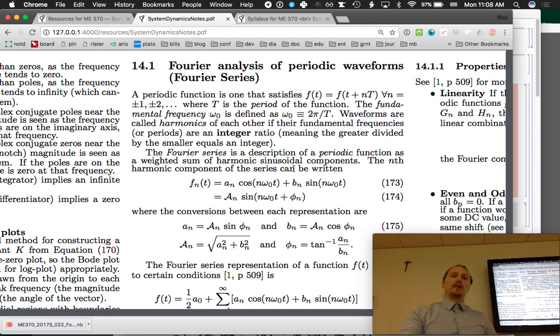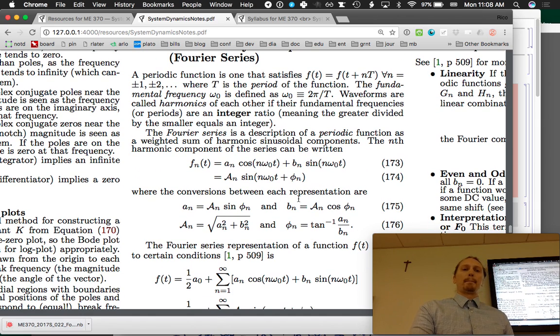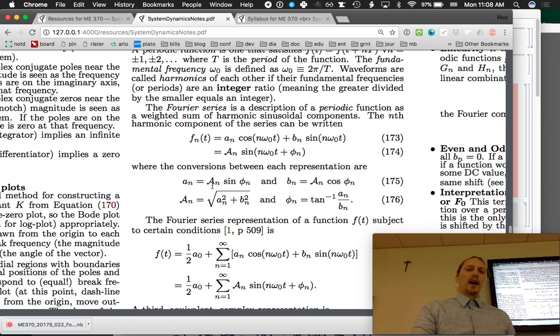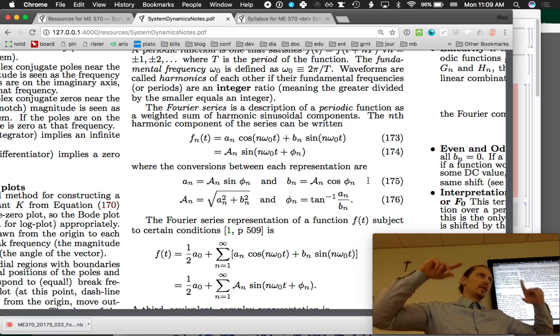And like we've talked about before, you can rewrite a sine and a cosine that are added together as a single sinusoid. So I'll use script A sub n to be the amplitude of that sinusoid, and then we have a phase shift. So you can write it like that, which is our preferred form, where the conversions between the representations are as follows. So I just give you how to go from this representation in 173 to this representation in 174 and vice versa. 175 and 176 just show you how to convert from one form to the other.